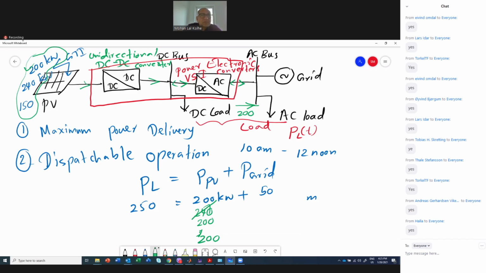So why did I explain these two simple things? Because the control strategies and the topologies we are incorporating will be different based on the operation, the maximum power delivery operation and the dispatchable operation. So did you understand the difference between these two?